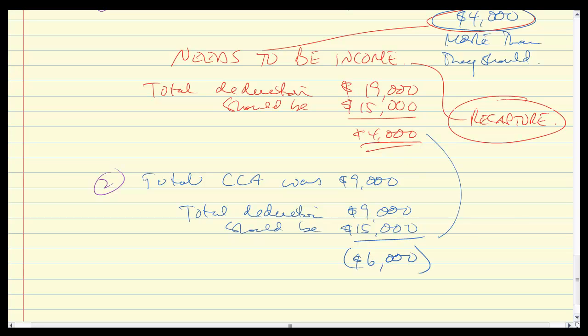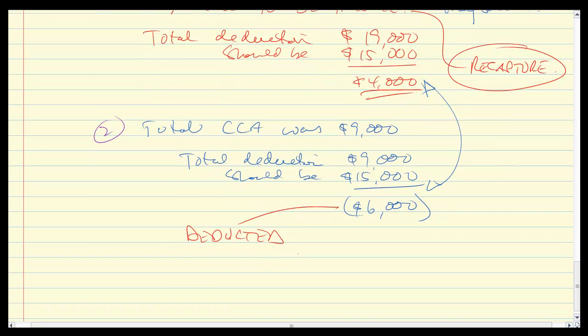Okay, so we note here that the direction is the wrong way. And so what should happen to this 6? Well, this should be deducted. Right? So that the total deduction, we've got 9, we should have 15. We need the total amount to be increased by 6. And this is called a terminal loss.